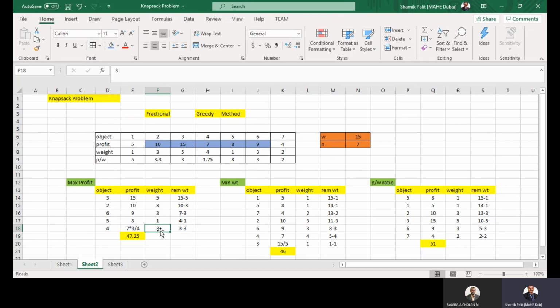That's the reason what I am doing over here: I'm taking the profit and multiplying with 3 divided by 4. I'm taking 3/4 of the weight as my weight limit is only 3. So if I do 3 minus 3, the bag is full. No more weight I can accommodate. It has reached the maximum capacity, 15.